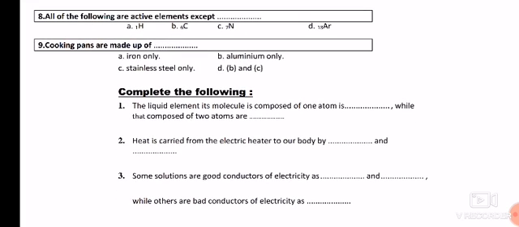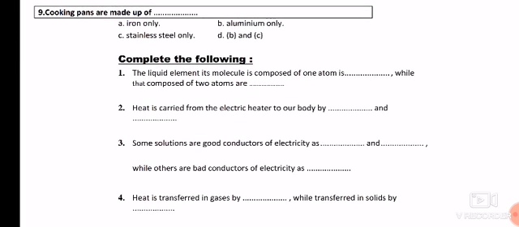Number 8. All of these are active elements except argon. Number 9. Cooking pans are made of B and C, aluminum and stainless steel.